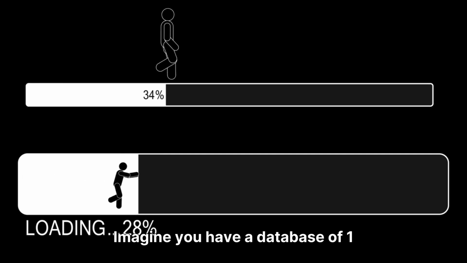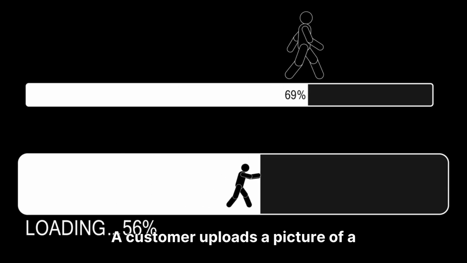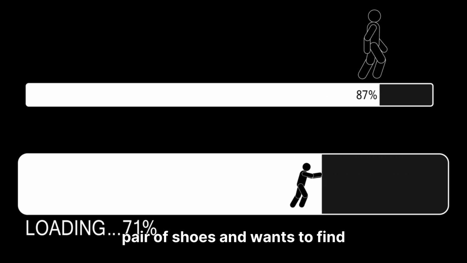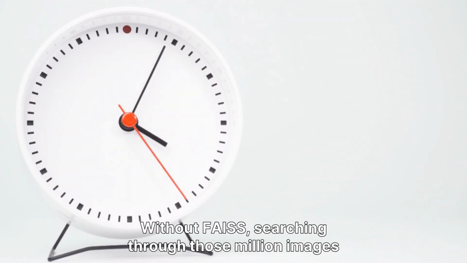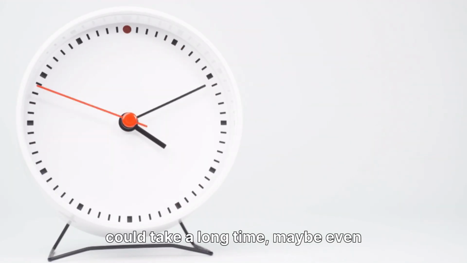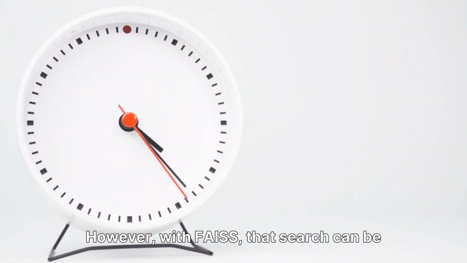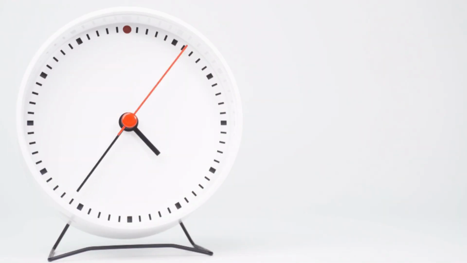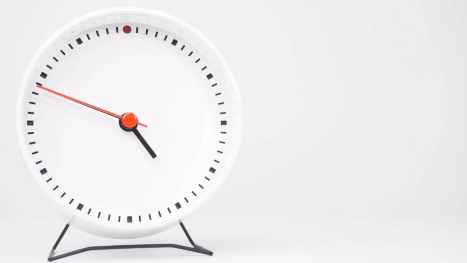Imagine you have a database of 1 million product images for an online store. A customer uploads a picture of a pair of shoes and wants to find similar products. Without FAISS, searching through those million images could take a long time, maybe even several minutes. However, with FAISS, that search can be completed in milliseconds. This efficiency is crucial for providing a seamless user experience.